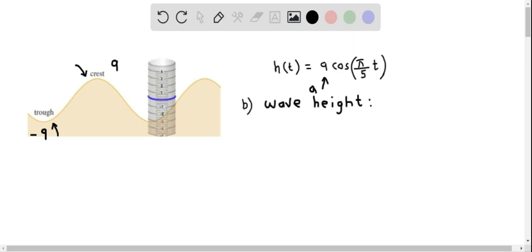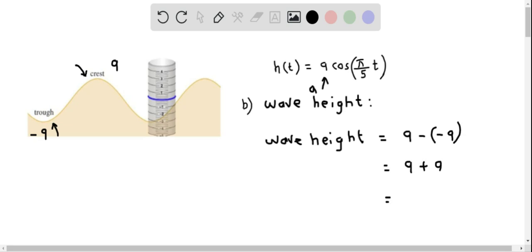So it's going to be negative 9 for the trough, and so we can say that the wave height is basically the distance between the trough and the crest. So I can put this as 9 minus negative 9, and so this equals 9 plus 9, and 9 plus 9 is 18, and so we put this in units, which is 18 feet. Therefore we say that the wave height is 18 feet.